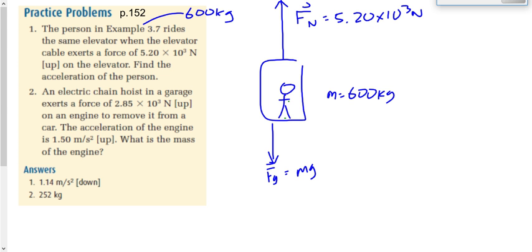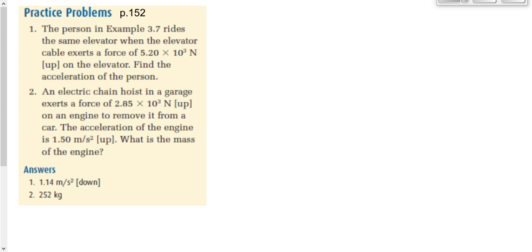Question number 2. An electric chain hoist in a garage exerts a force of 2850 upwards to remove the engine from a car. The acceleration is 1.5 upwards. What's the mass of the engine? Tough question here. Here's the engine. It has a mass, that's what we're looking for. There's a force of the chain pulling upwards.